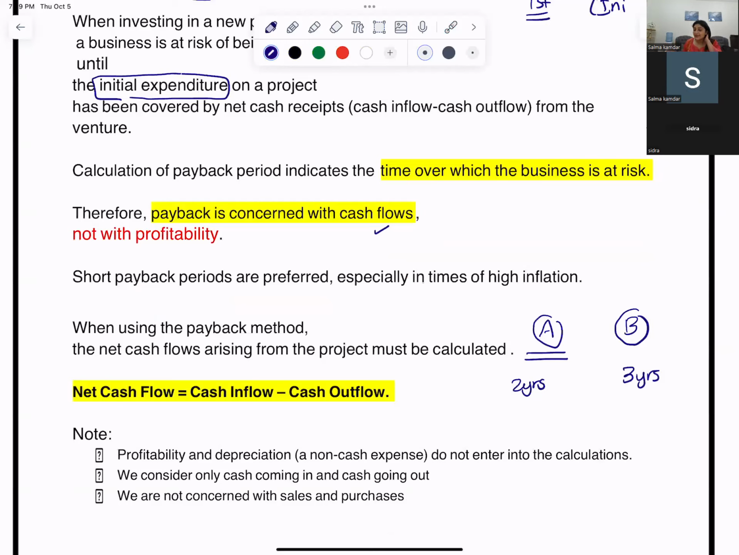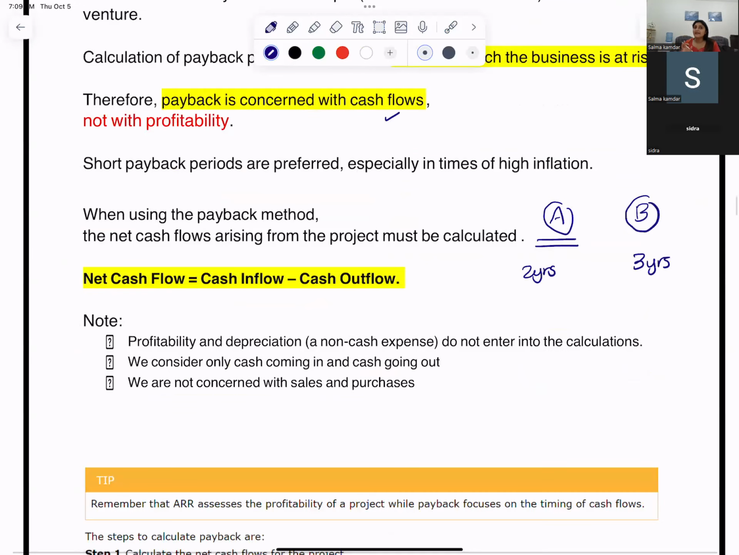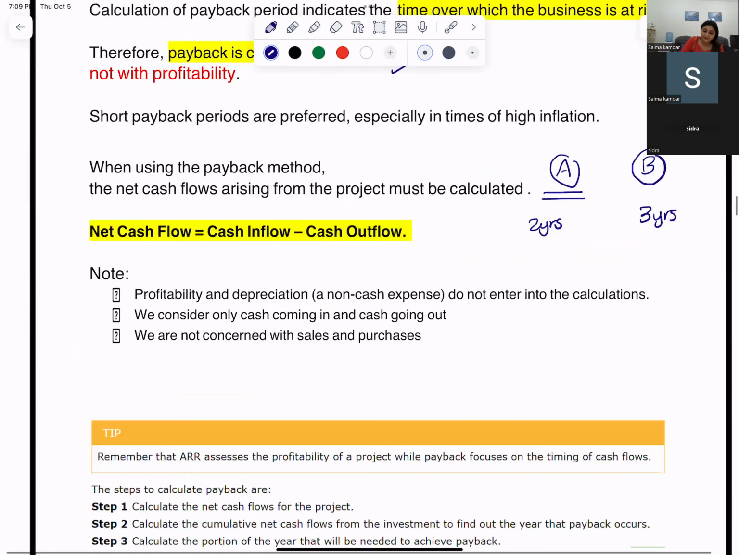Yes. Can you tell me what do you mean by net cash flow? Cash flow is the cash inflow minus the cash outflow. So does your net cash flow ever include the non-cash expense? No.